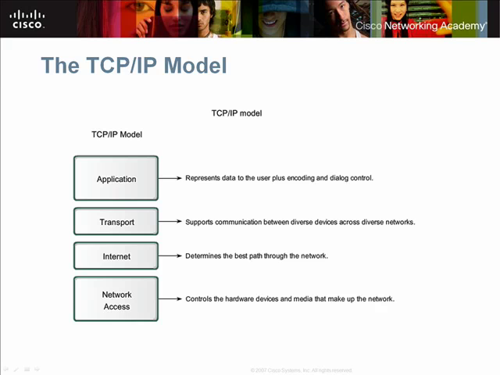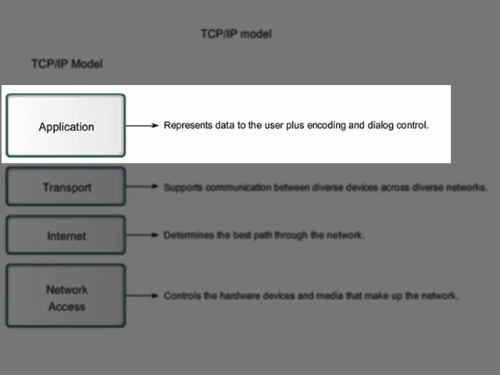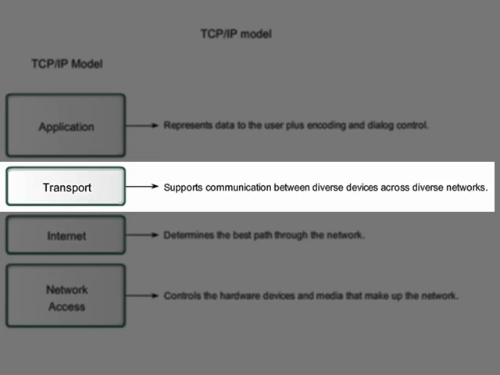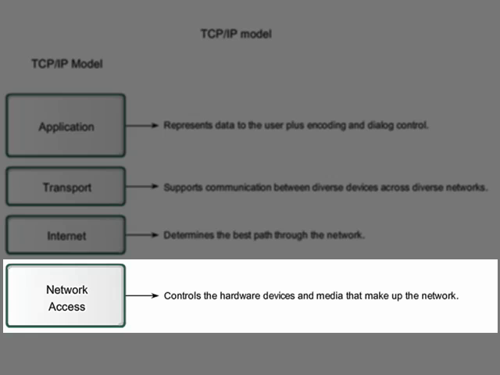As we examine the TCP/IP model, we see that it's made up of 4 layers: application, transport, internet, and network access. Each layer has specific responsibilities. The application layer is responsible for encoding data into a form that can be sent over a network and to decode data when it's received from the network. The transport layer supports communication between devices when messages are being sent across the network. The internet layer determines the best path for a message to be sent through a network. And the network access layer controls the hardware and the connections that make up the network.